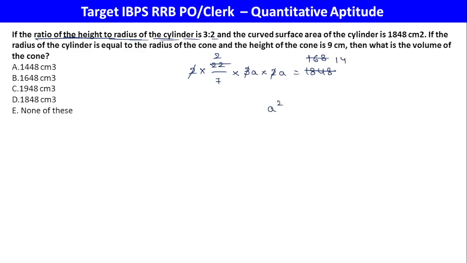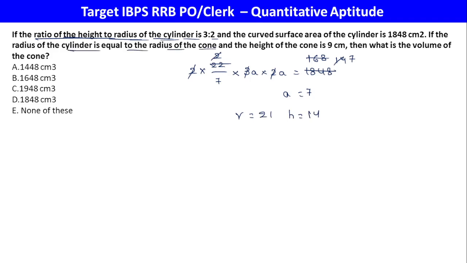1848, 11 2 times, 11 1 time, 11 times 6 is 66, 88, 2 3 times 6, 6 2 times 12, 12 times 4 is 48. a square is 7 into 7, so a is 7. The radius is 3 times 7, 21, and the height is 2 times 7, 14.